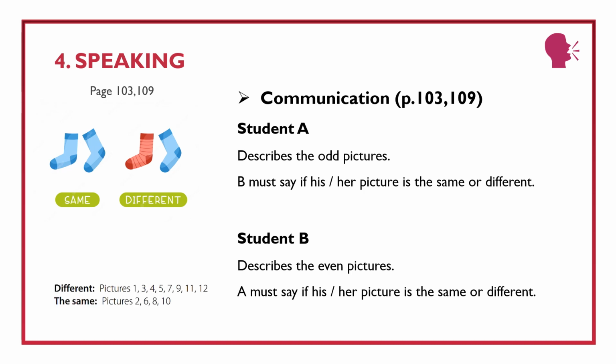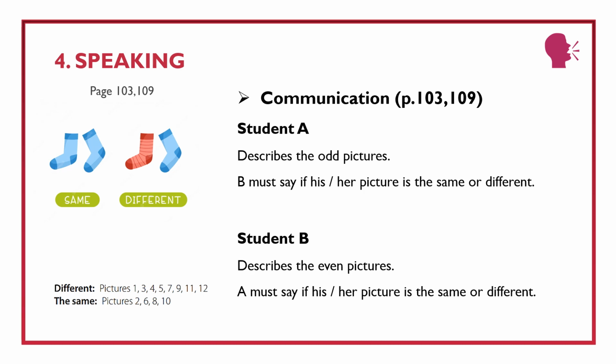Okay, now let's look at the answers. So, pictures 1, 3, 4, 5, 7, 9, 11, and 12 are different. And pictures 2, 6, 8, and 10 are the same. Now, I want to look at page 109. I want to look at your pictures and see. Okay, so picture 1 for student A is an old house, but for student B, it's a new house. Picture 2 is the same.